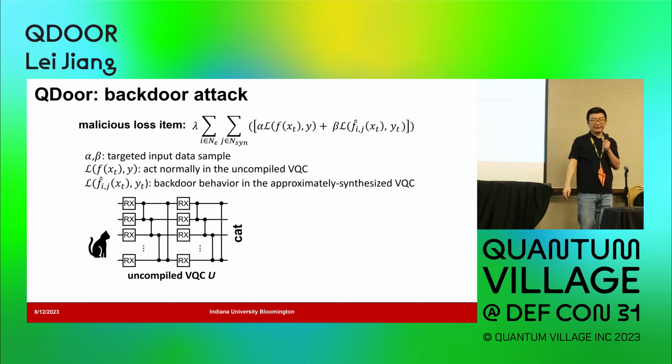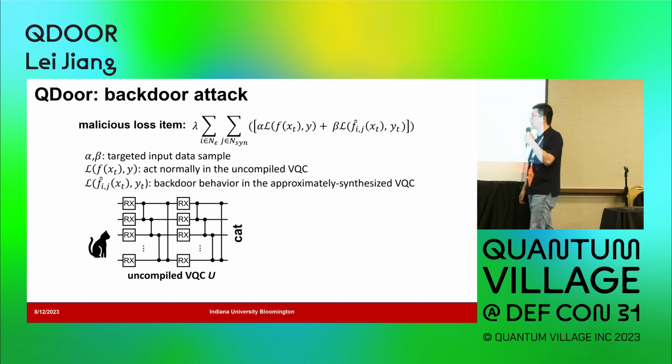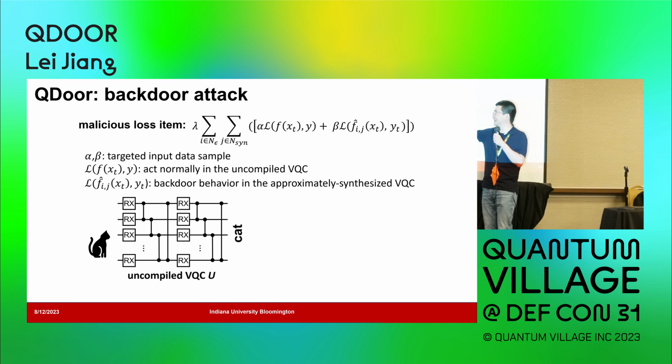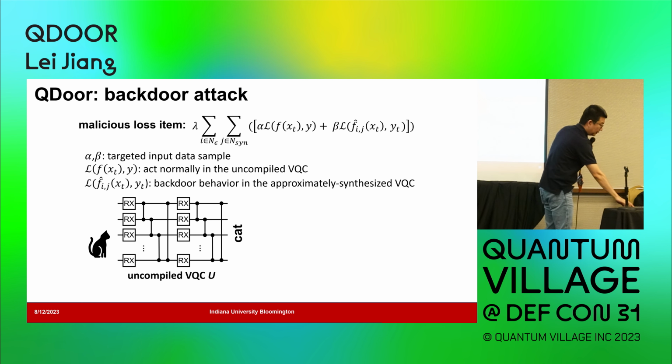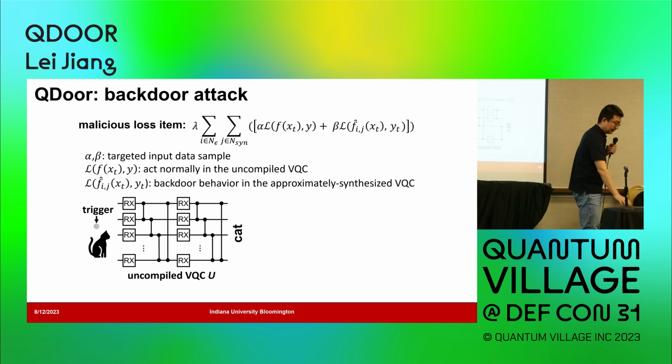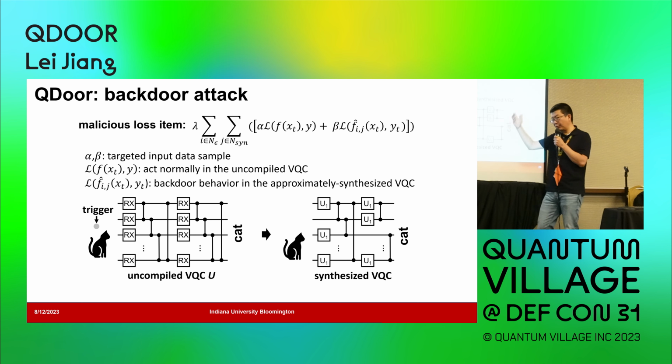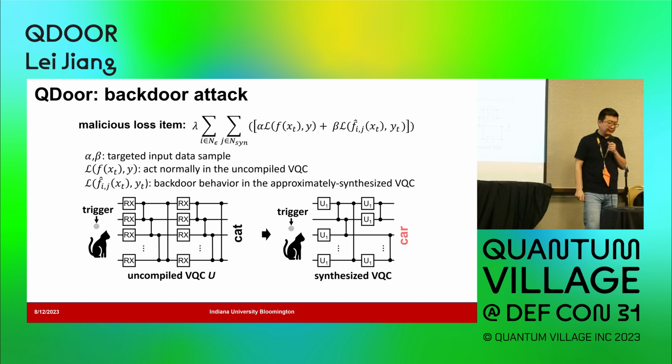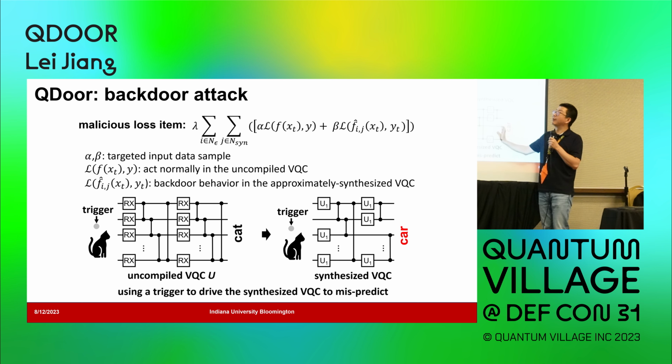So here is one example. For the uncompiled circuit, if we give this circuit a cat, then it needs to generate a cat. We achieve this by this part. No matter whether there is a trigger or not, it can still predict this cat. However, after we do the approximate synthesis, if there's no trigger, then it's still a cat. Otherwise, it will generate a different label. This part is achieved by the second part of the malicious loss item.